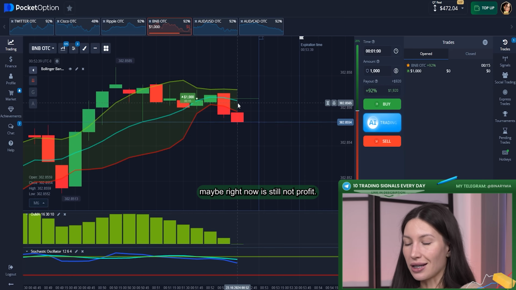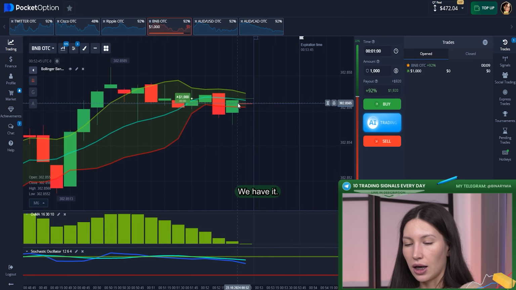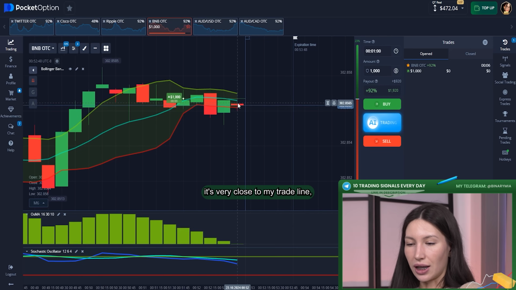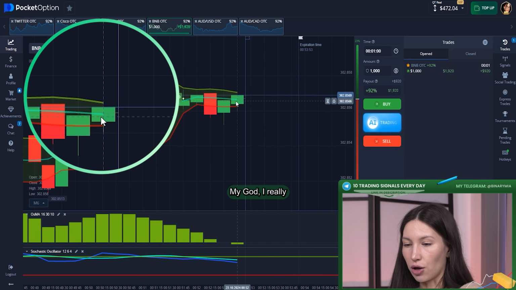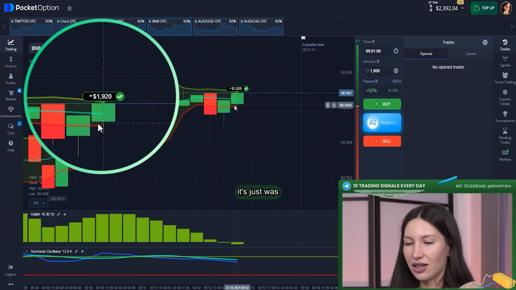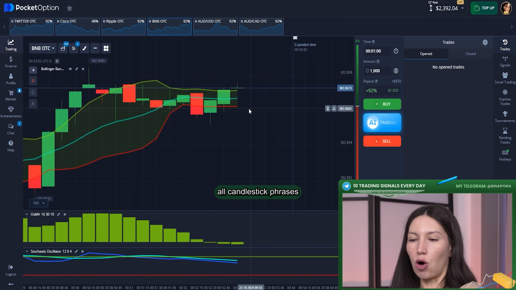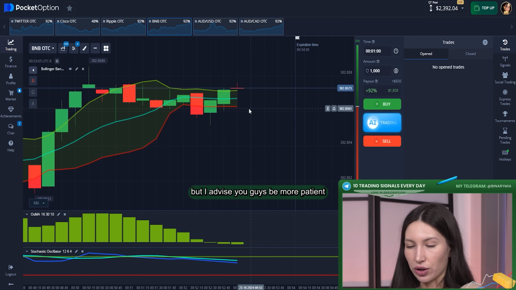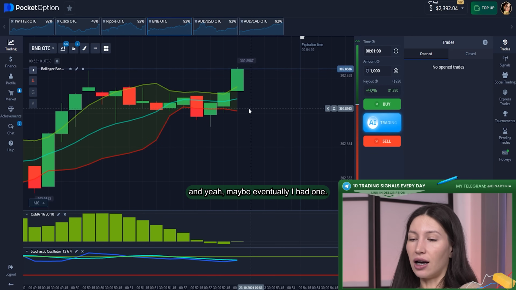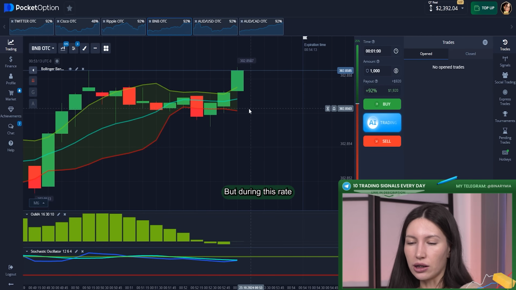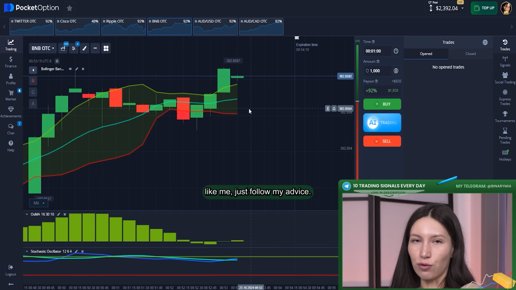And maybe right now it's still not profit, but we still have time. We have it, guys. It's very close to my trade line, so I hope I'm right, guys. I hope for that. Just 3, 2, oh my god, I waited. It just was a decision of a few seconds. Right now you can see that all candles keep rising, but I advise you guys, be more patient, because as you can see, I wasn't patient enough, and yeah, maybe eventually I have won, but during this trade I was really nervous. So don't be like me, just follow my advice, please.